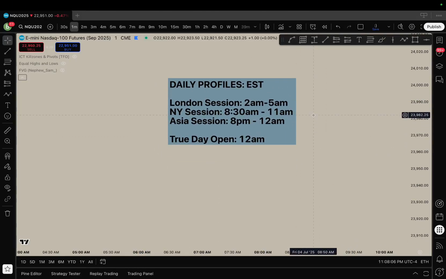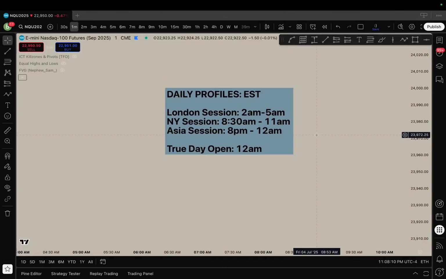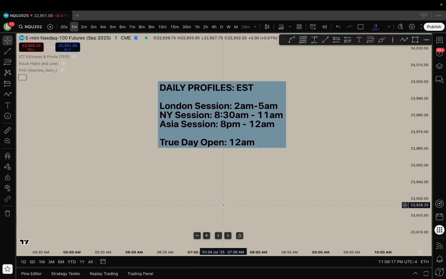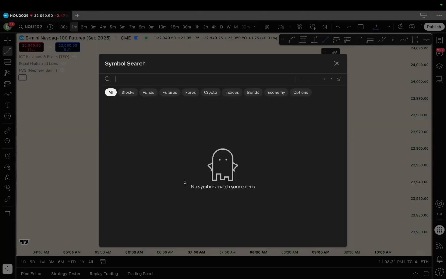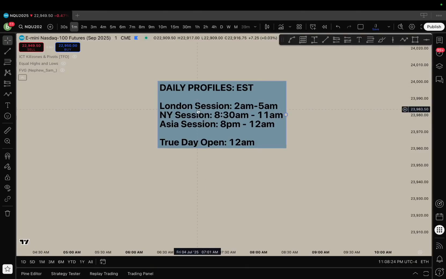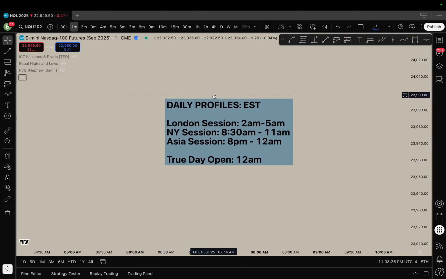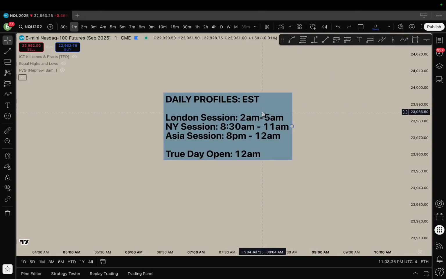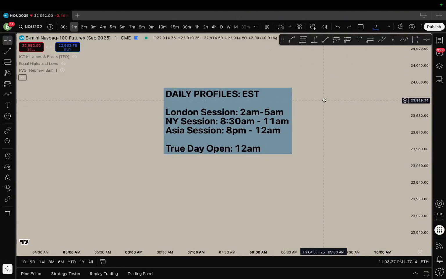Unemployment claims. Anyways, Asia session, 8 p.m. to 12 a.m. Also, something that you should be considering is true day open with this. True day open is just going to tell you where the daily candle is opening at, and it's very important that you understand true day open, because we've already talked about time with the PDI lesson, and open high low close and open low high close, right? And the daily candle, since price is fractal, is going to do the same thing.